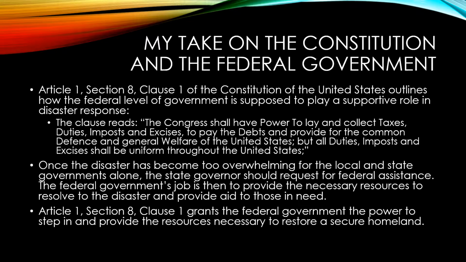Once the disaster has become too overwhelming for the local and state governments alone, the state governor should request federal assistance. The federal government's job is then to provide the necessary resources to resolve the disaster and provide aid to those in need. Article 1, Section 8, Clause 1 grants the federal government the power to step in and provide the resources necessary to restore a secure homeland.